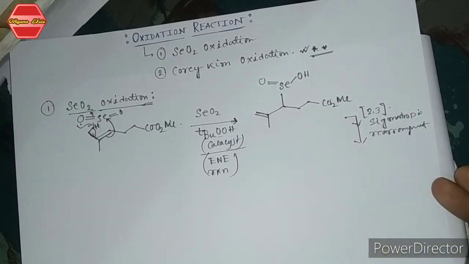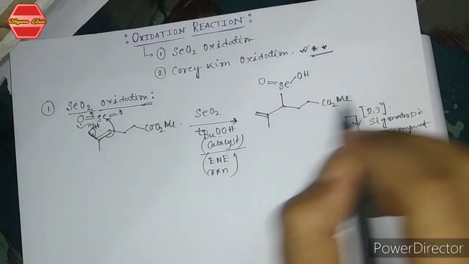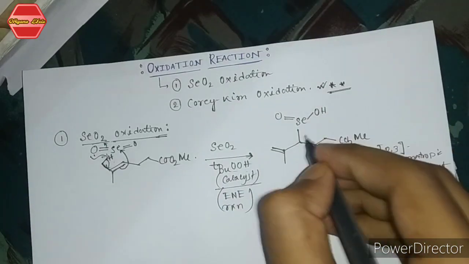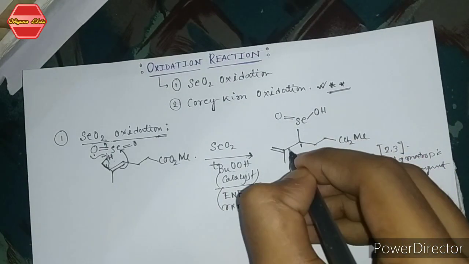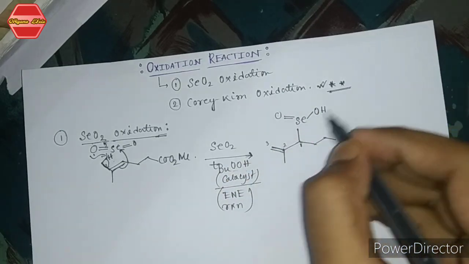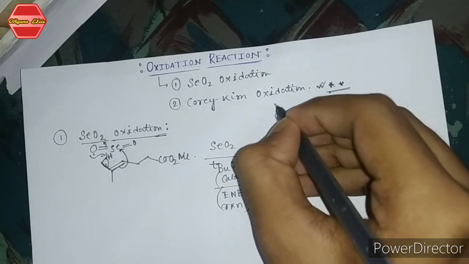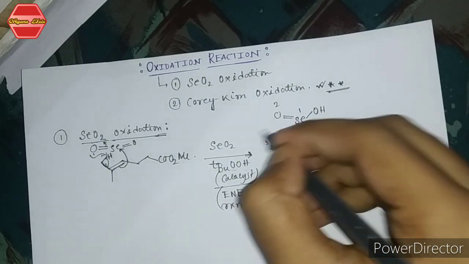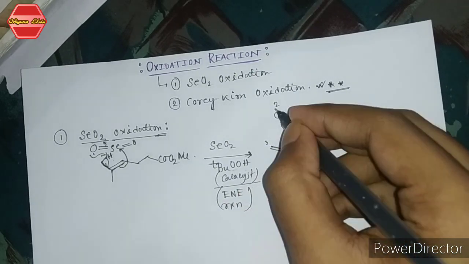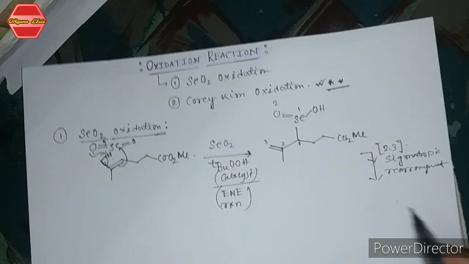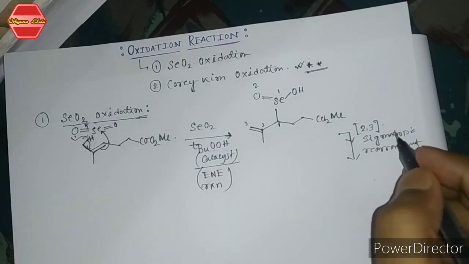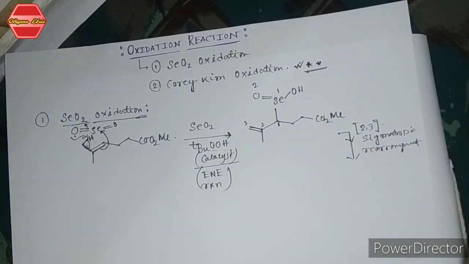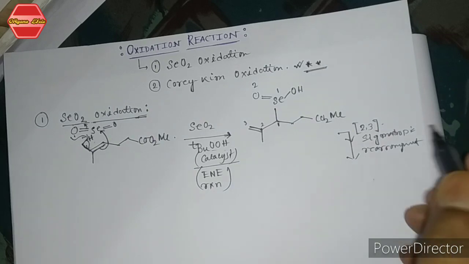Okay, so now see how the 2,3 rearrangement will occur. If we number from here, this is 1, this is 2, and this is 3, and this is 1 and this is 2. Now this bond will break, and after that the bond formation will occur between 2 and 3, and this is how the reaction proceeds, and that's why the reaction is typically called the 2,3 sigmatropic rearrangement.